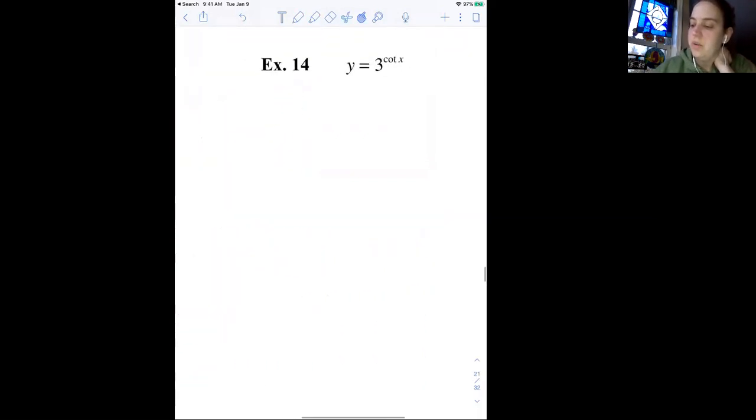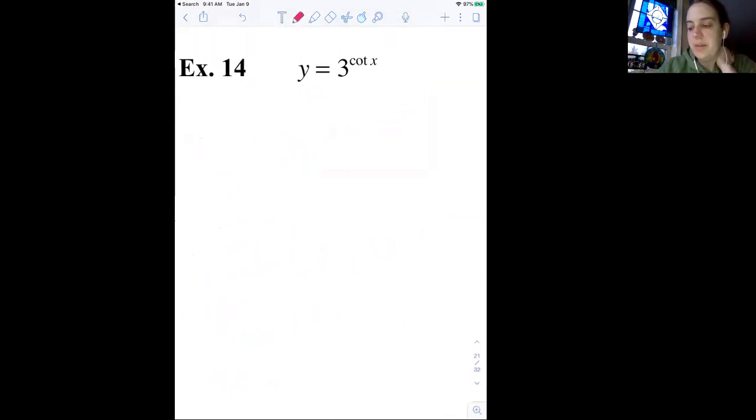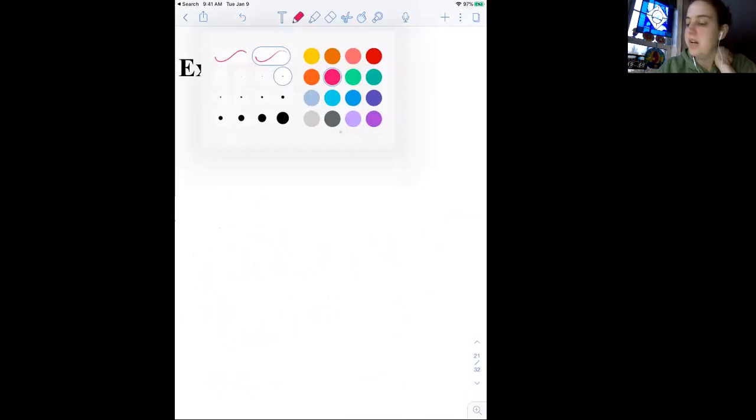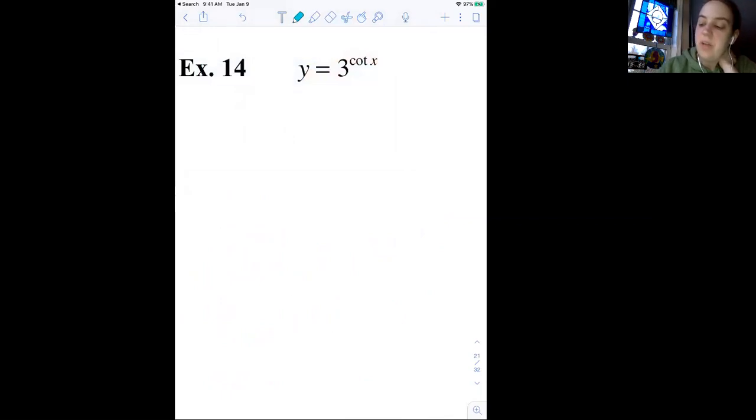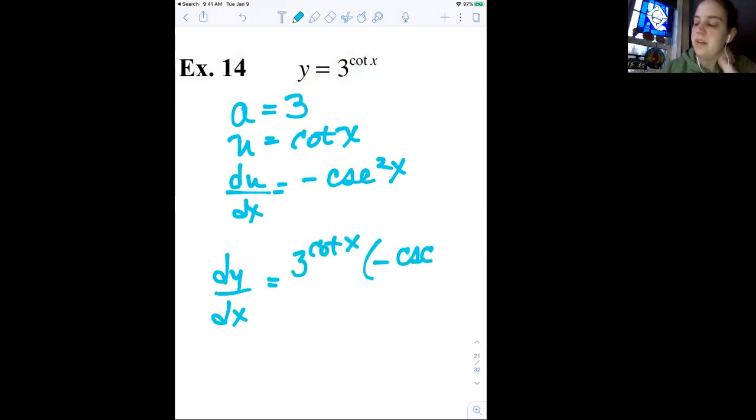What's example 14 got for us? Trig functions. These questions that I'm asking myself are the questions that you need to ask yourself when you do them. What's a? Well, a is 3. What's u? U is the exponent, cotangent of x. What's the derivative of u? The derivative of cotangent is negative cosecant squared of x. Put it all together into the formula. dy/dx is a to the u, 3 to the cotangent of x, times the derivative of cotangent, negative cosecant squared of x.